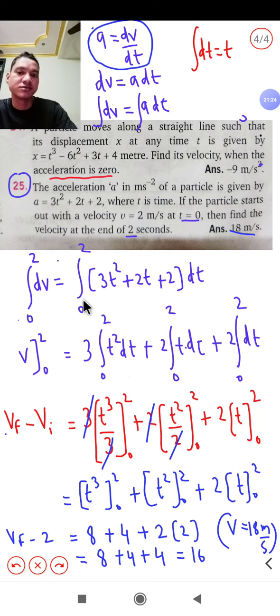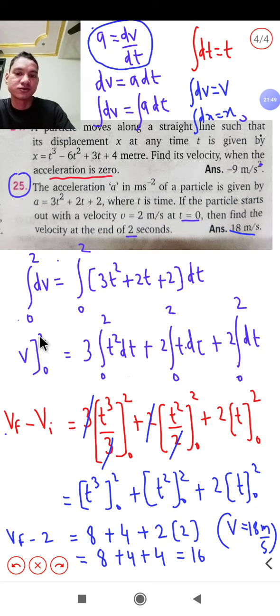Now here the limit is given, 0 seconds to 2 seconds, so we need to put the limit here as well. Integration of dv is v. Let me write it here. Integration of dt is t, integration of dx is x. We have already seen these things during the lecture. Okay, now here we need to put the limit. Velocity at 2 seconds, velocity at 0 seconds.